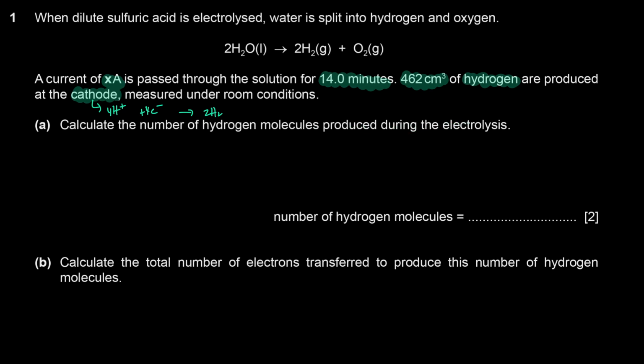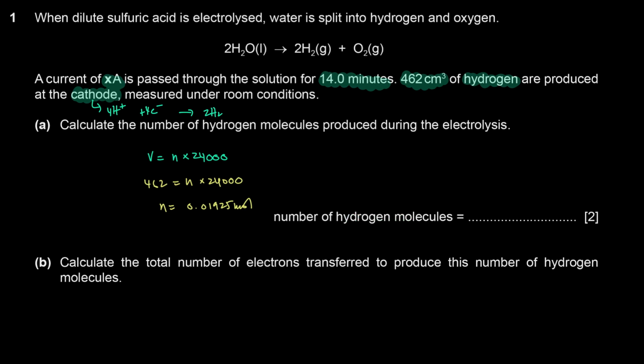So we know that the volume of any gas is simply the number of moles times 24,000 centimeter cube. Since over here we have the volume in centimeter cube, we know that 1 mole of any gas occupies 24,000 cm cube under room conditions. Now we already have the volume given to us, 462 centimeter cube. And this is equal to the number of moles times 24,000, giving us how many moles of hydrogen gas? So we know that the number of moles comes out to 0.01925 moles.